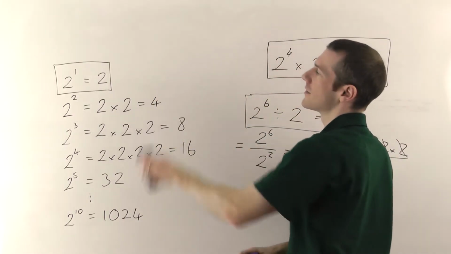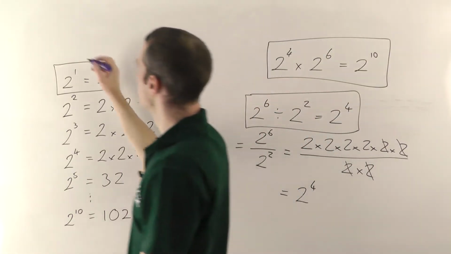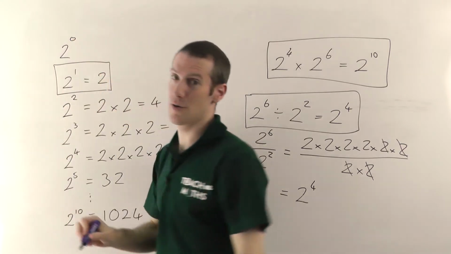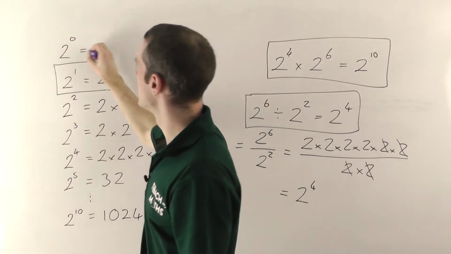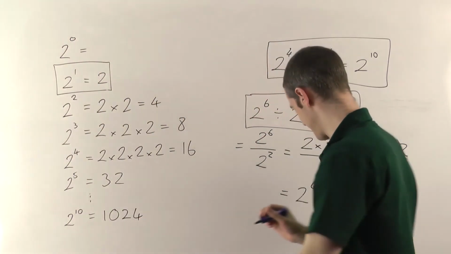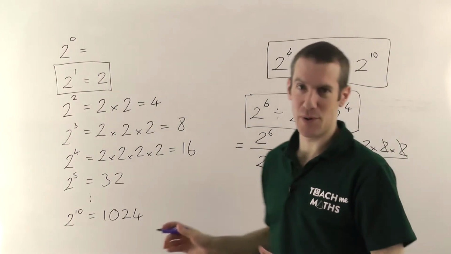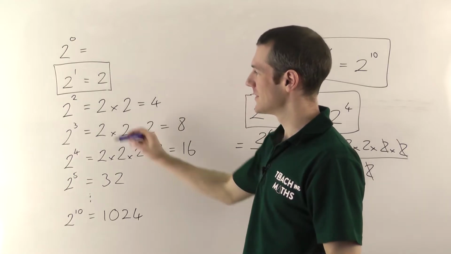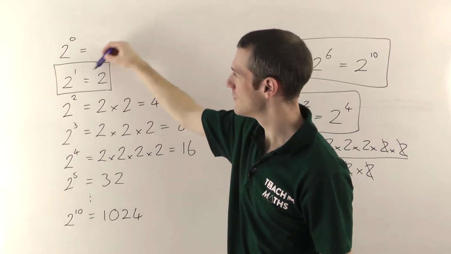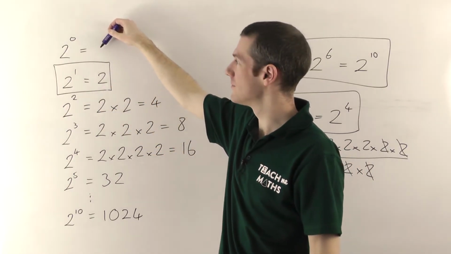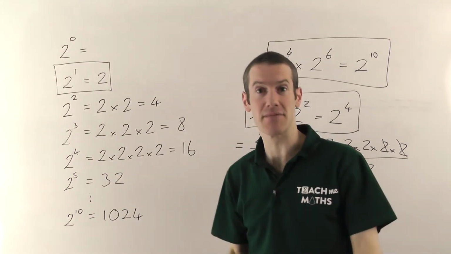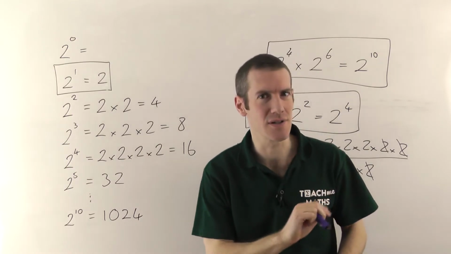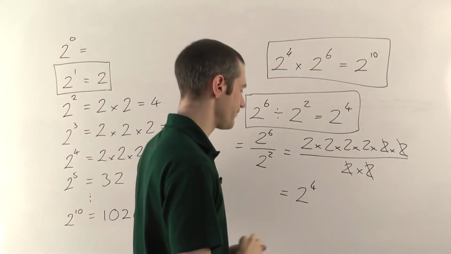All right. Well, we can keep going. Let's have 2 to the power 3, 2, 1, 0. What's that going to be? Now, a lot of people tend to think that that should be 0. You've got three 2s, two 2s, one 2, no 2s. So if all the 2s have gone, then you've got nothing, don't you? Well, actually, you don't. Let me try and explain why.